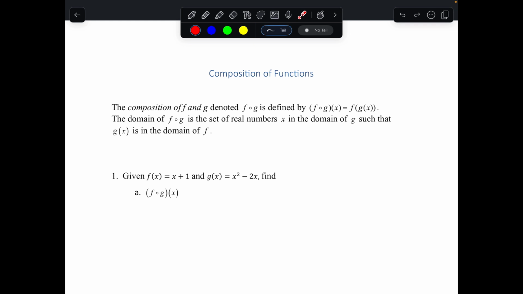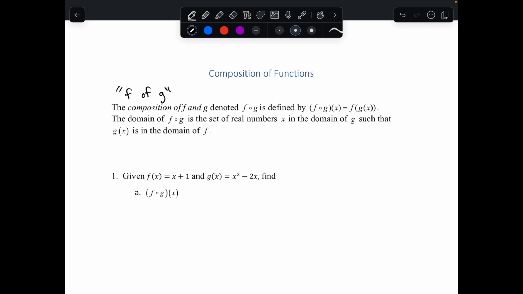Now, the composition of f and g is going to be denoted by f, this little circle, and then g. That little circle literally just means "of." So, if you see f, little circle, and then g, really you'll read that as f of g.